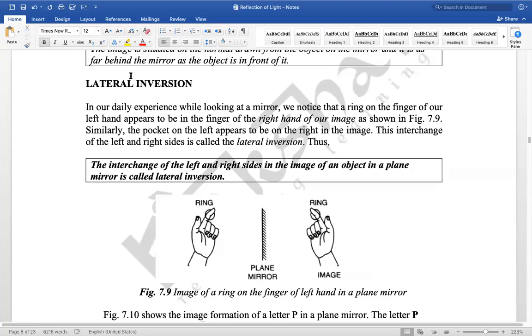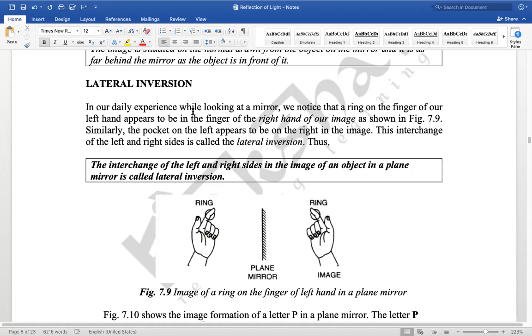So lateral inversion in our daily life experience: while looking at a mirror, we note that a ring on the finger of our left hand appears to be in the finger of the right hand of our image, as shown in the figure 7.9. Similarly, the pocket on the left appears to be on the right in the image. So this interchange of the left and right side is called the lateral inversion. Thus, the interchange of the left and right sides in the image of an object in a plane mirror is called lateral inversion.